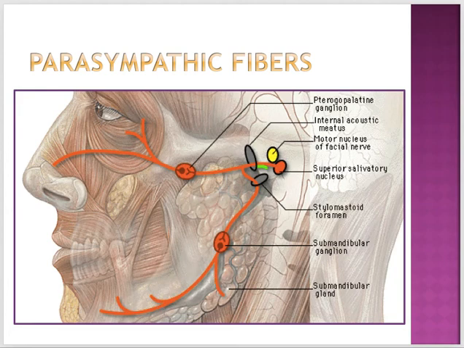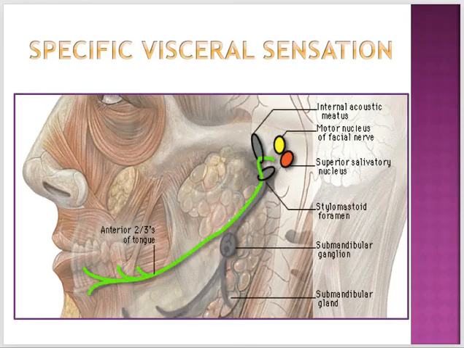Now if you see over here, these are the special sensations, like the sensations which are carried from the anterior two-thirds of the tongue, and they are carried here. They are representing the stylomastoid foramen, and this one is the internal acoustic meatus, and of course the nucleus which is in the brain. This is just to give you an idea, because the facial nerve has special visceral efferents, sorry, special visceral efferents.